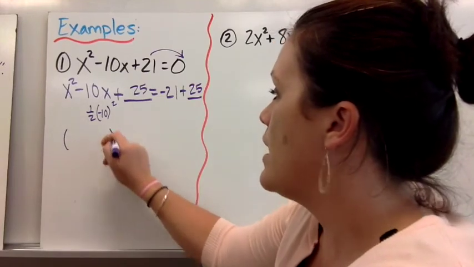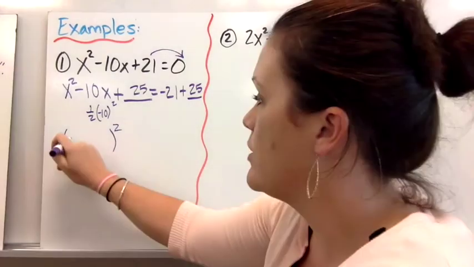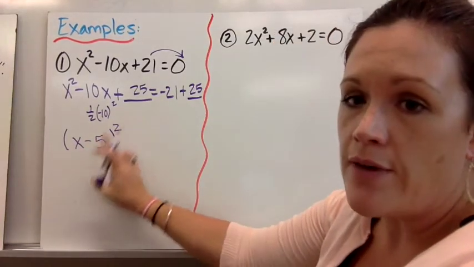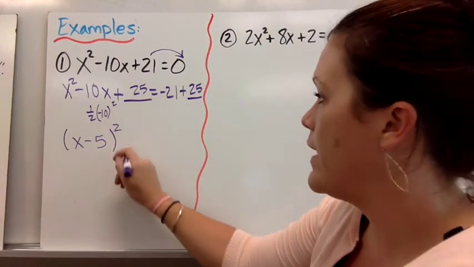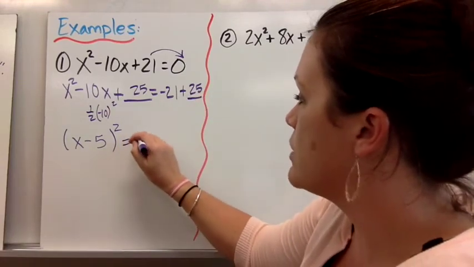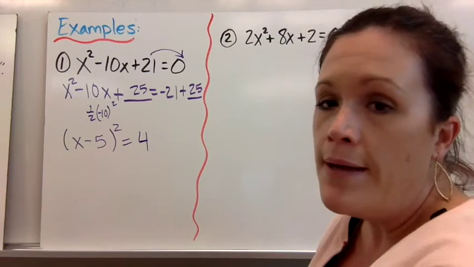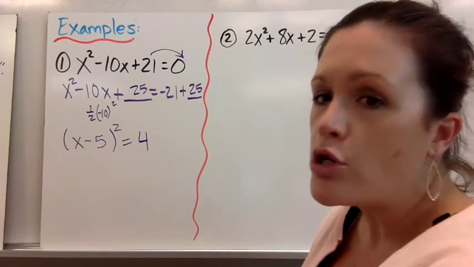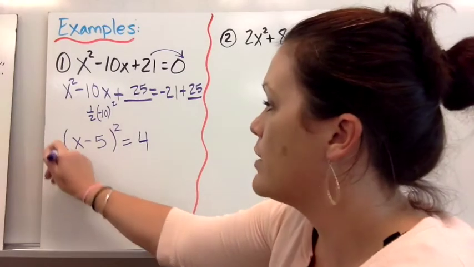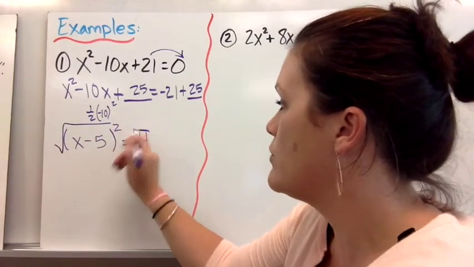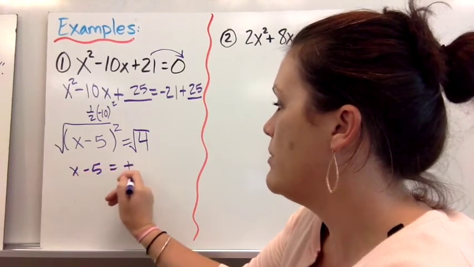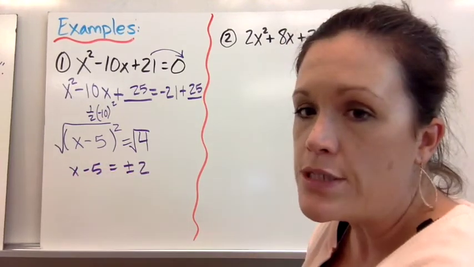That way I can rewrite that trinomial as its binomial factor squared, because the factors of this would both be x minus 5. Then I can add these two together. Negative 21 plus 25 would just be 4. Now I have this nice smaller quadratic equation that I can solve using square roots, because that was my goal. So I want to take the square root of both sides. I will get x minus 5 equals plus or minus 2, because the square root of 4 is 2.